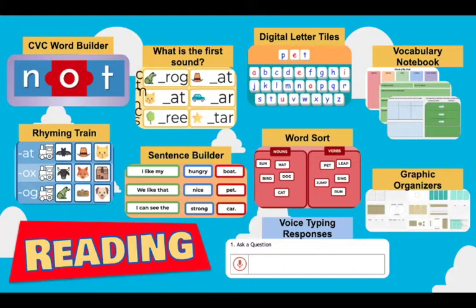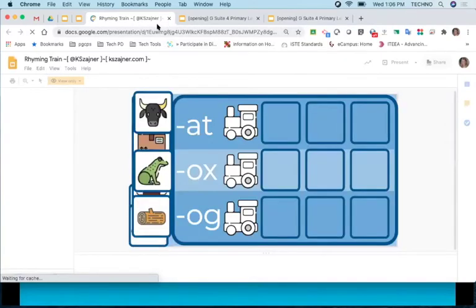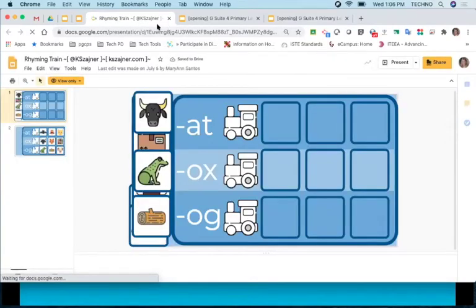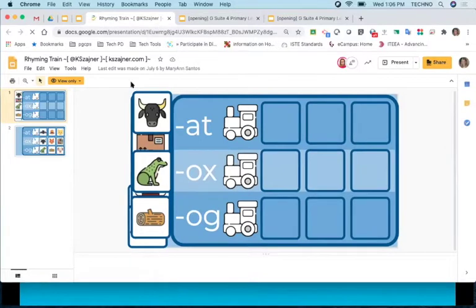I'm going to start with a Google Slide, and this is a drag and drop, the rhyming train. Here's an example where the students would drag the image over to the correct box where it might fit in, so where the frog would go, they drag it over to the "og" train here. Now, this is not a forced copy for you yet, so you would have to make a copy of this presentation. I'm going to go through that with you.